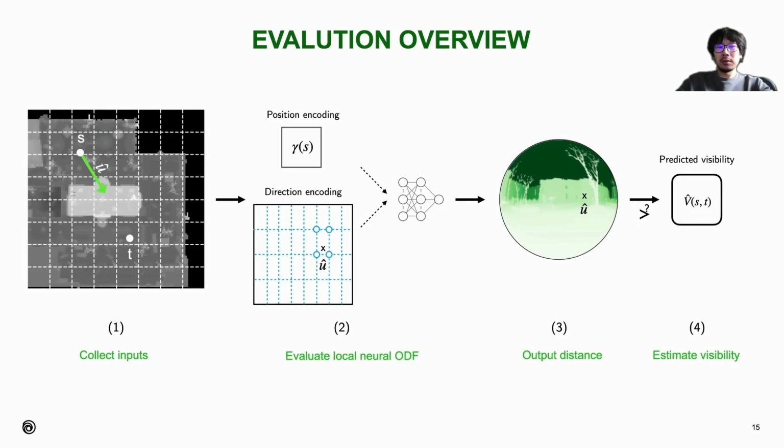Then we feed the collected information into our ODF representation, which includes two encoding methods for position and direction. For position, we use positional encoding, and for direction, we use an accelerated data structure called multi-resolution grid encoding. Eventually, the output distance will be used to compute visibility.